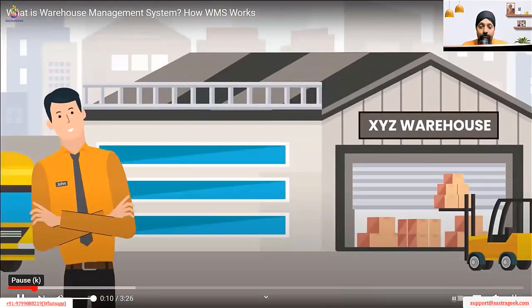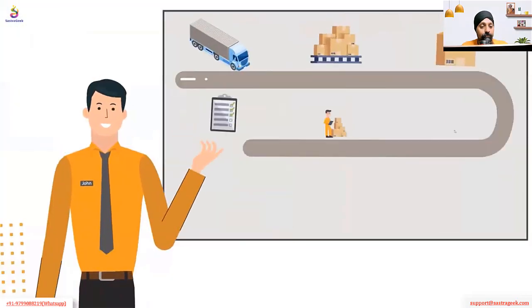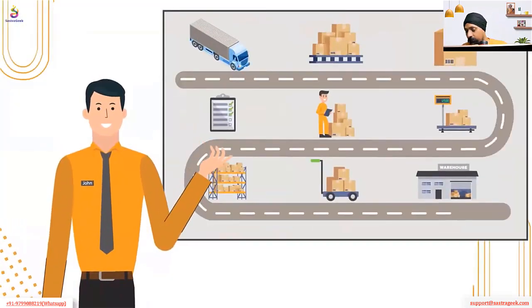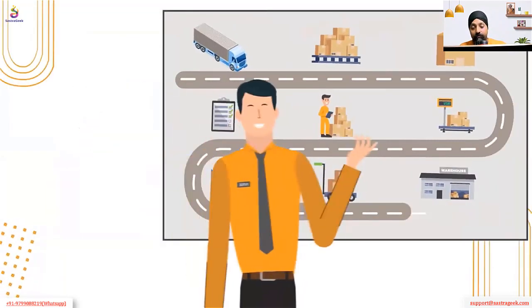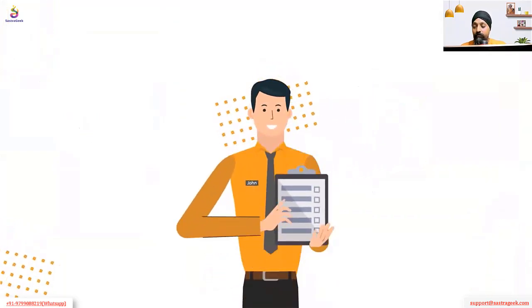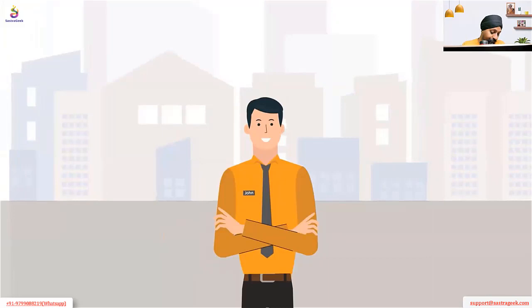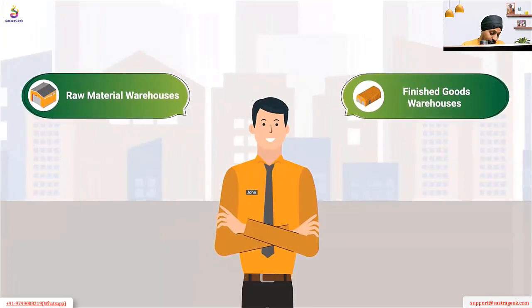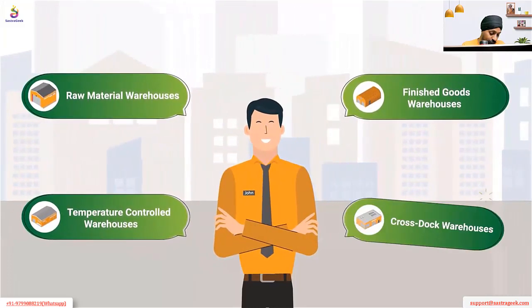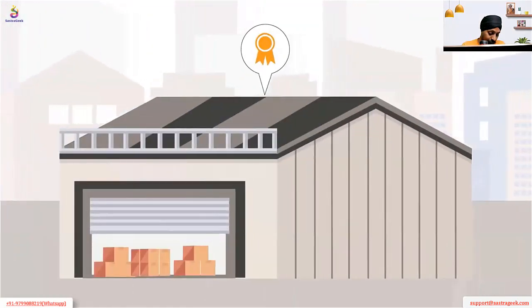WMS. Meet John. John is the head of supply chain at XYZ Corporation. John is responsible for the overall supply chain of the company and handles operations in multiple types of warehouses. Warehouses can be classified based on the kind of material they handle and the kind of operation or requirement they cater to. The different types of warehouses that John handles are raw material warehouses, finished goods warehouses, temperature-controlled warehouses, and cross-dock warehouses. Each warehouse caters to a specific function.